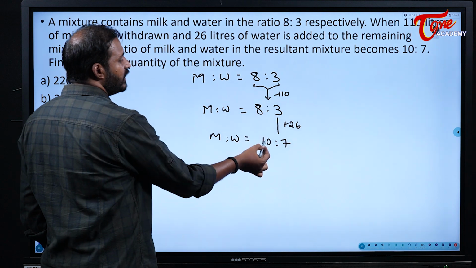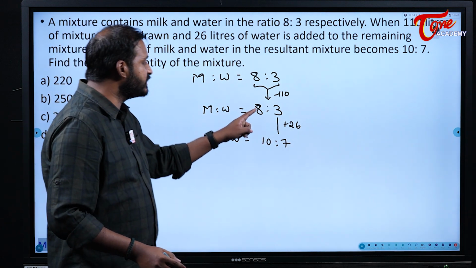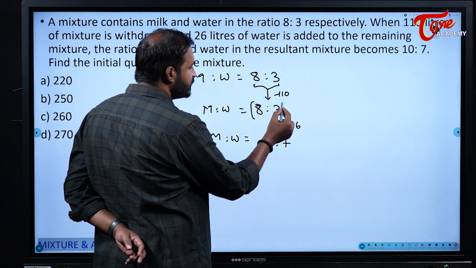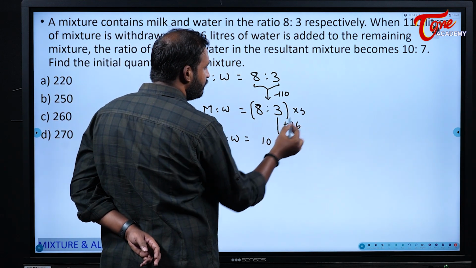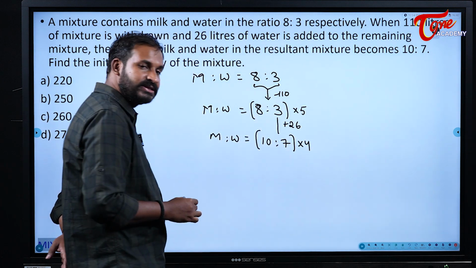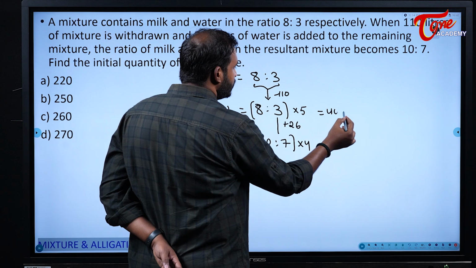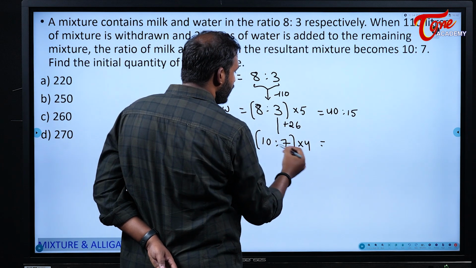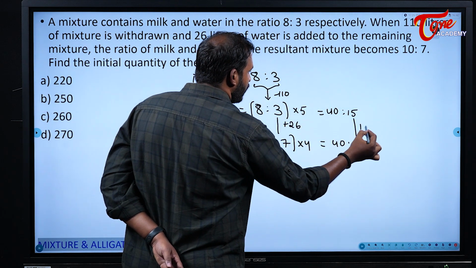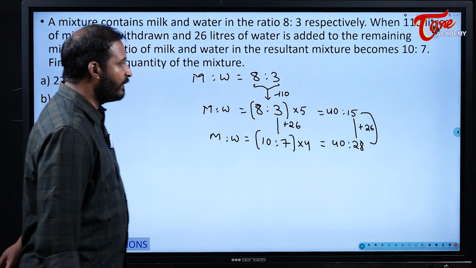Now please see here, what is the milk difference from here to here? There is no difference in the milk portion. So first of all, try to equalize them. I will multiply this with 5 and this with 4, because the LCM of 8 and 10 is 40. So it becomes 40 is to 15 and 40 is to 28. From here to here, what is the change for us? 26 liters. So 13 parts.